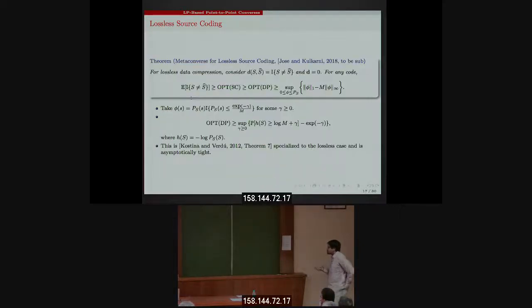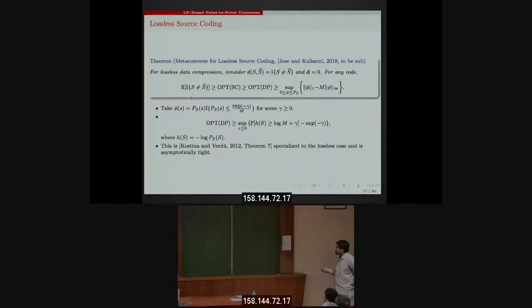For lossless source coding, it actually takes a particularly simple form. What you want to do in this converse is find a vector phi which is in this box between 0 and P_S. P_S is your source distribution. Find a vector phi between 0 and P_S, and you want to trade off optimally the L1 norm of phi and M with the L-infinity norm of phi, with the scaling for the trade-off being M.